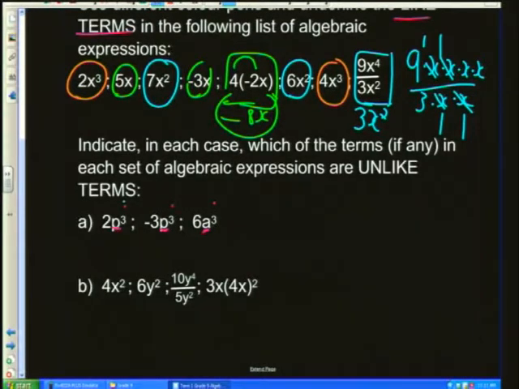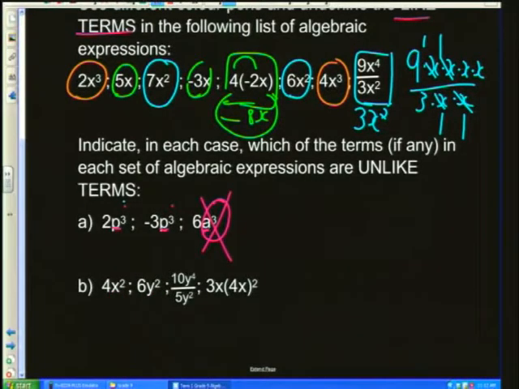Okay, those two are p raised to the power of 3. This one, however, is an a. So it's not the same term. Okay, so this is an unlike term. Now let's look at this one. Again, both have an exponent of 2, but the base is x, and here the base is y. So they are not the same now. They are two different ones.